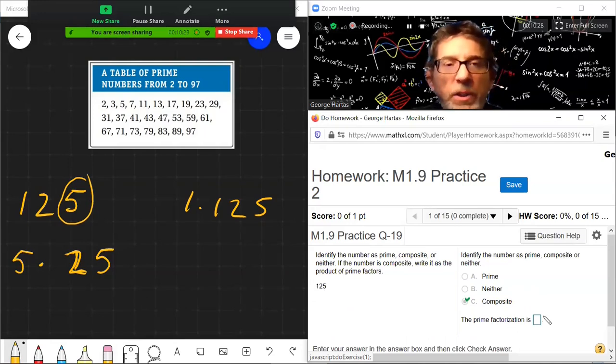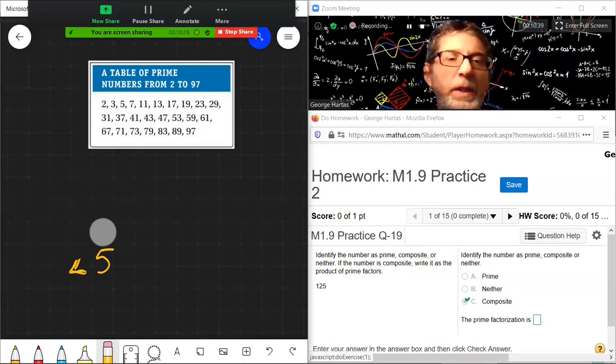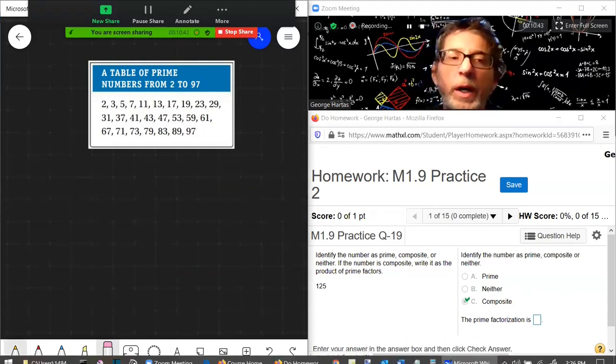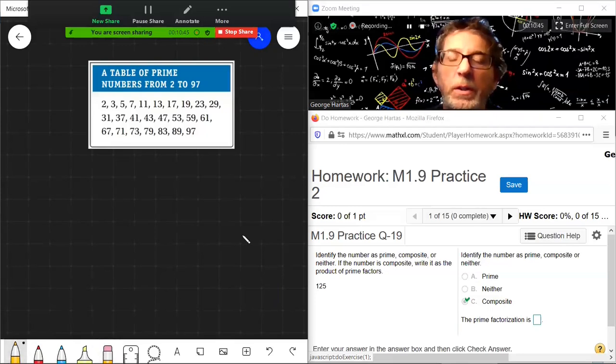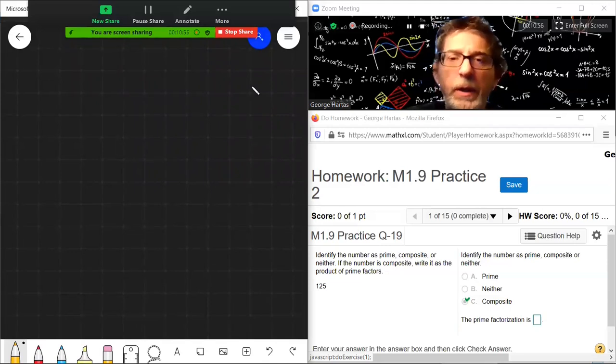Now, they're asking for something called prime factorization. This is something that you'll be doing quite a bit of in this course and also in Math 50. There are various ways to determine prime factorization, and one of the easiest ways is to use what's called the factor tree. You might have used it before, or you might have seen it before. And here generally is how it works.